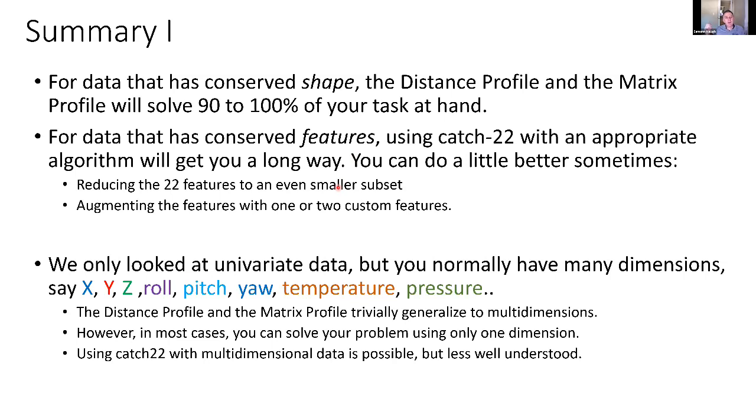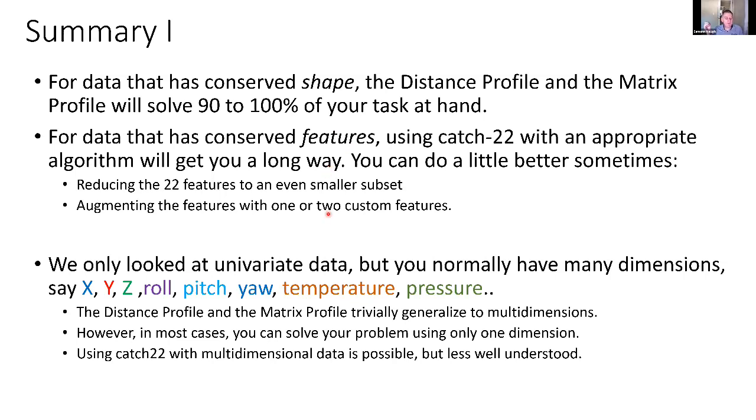You may have data that has not conserved shape, but conserved features. And my claim actually is that the catch-22 with an appropriate algorithm will get you most of the way. You can do a little bit better here sometimes. You can actually take the 22 features and occasionally remove some that are irrelevant for you. And you can sometimes add a new feature that's bespoke for your particular problem. So maybe you know that for pigs, there's a feature that might be useful that isn't in catch-22, and you can add it into the set. But basically, once you do that, this will get you a long, long way.